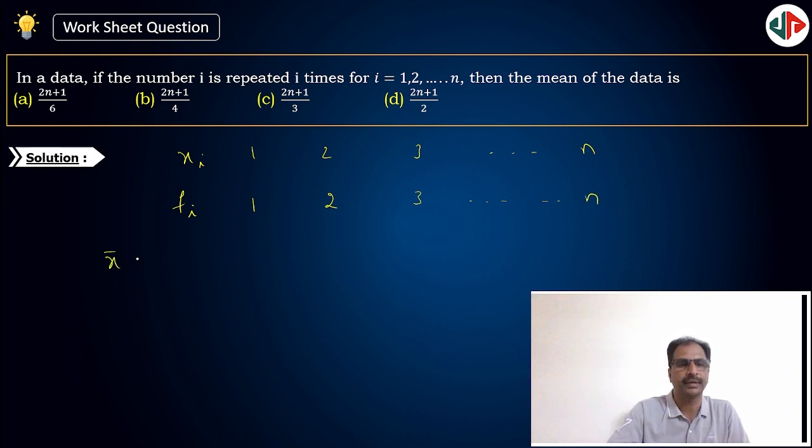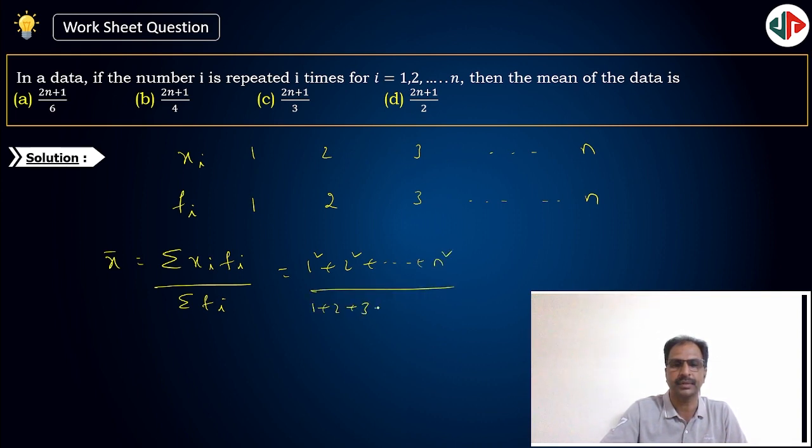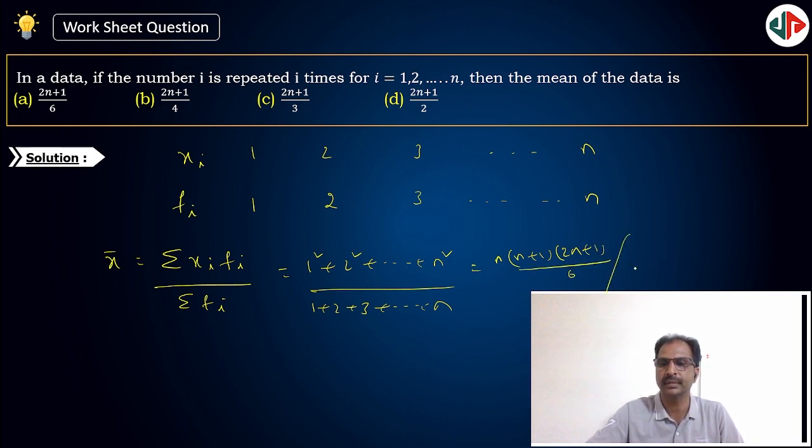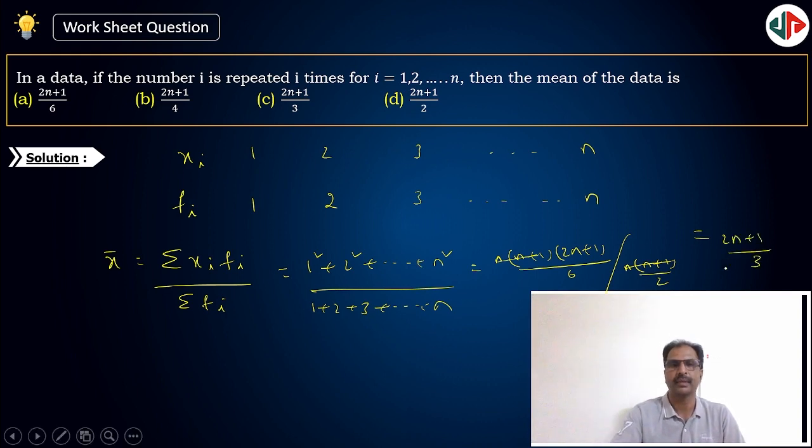Now the question is finding the mean. For a discrete frequency distribution, sigma xi fi by sigma fi is the mean. That is 1 into 1, 1 square, 2 into 2, 2 square, by sigma fi, which is 1 plus 2 plus 3 plus so on up to n. The numerator is n into n plus 1 into 2n plus 1 by 6, divided by n into n plus 1 by 2. n into n plus 1 gets cancelled, 2 and 3 get cancelled, so I'll get 2n plus 1 by 3. Option C.